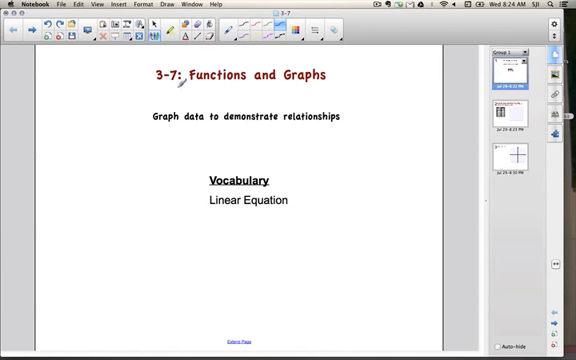Lesson 3-7, Functions and Graphs. Today's lesson, the main idea is to be able to graph data and to be able to demonstrate the relationships of that data. There's one vocabulary word, linear equations.